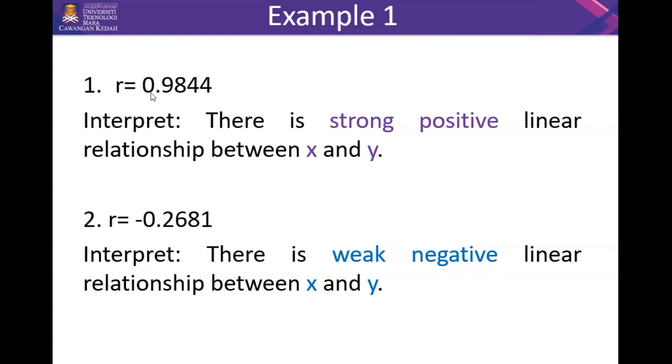Okay, let's say r equals 0.9844. Then we interpret, here we look at the strength according to the value 0.9, strong. Then we interpret as there is strong. Here the sign is positive. Then there is a strong positive linear relationship between X and Y. The second example, negative 0.2. 0.2 is weak. The sign is negative. Then we interpret as there is a weak negative linear relationship between X and Y.